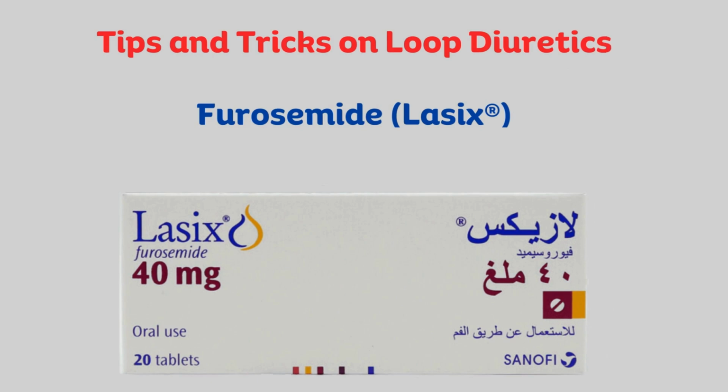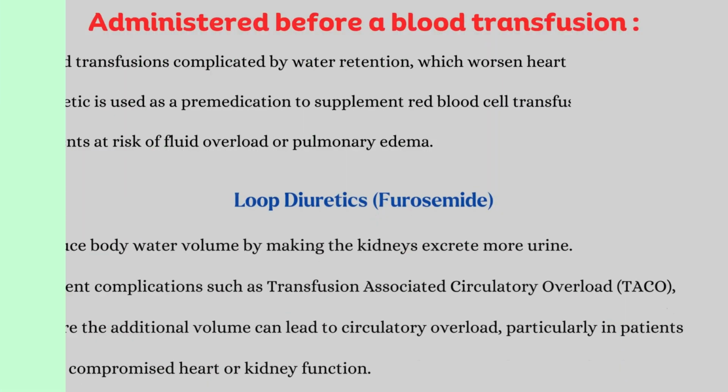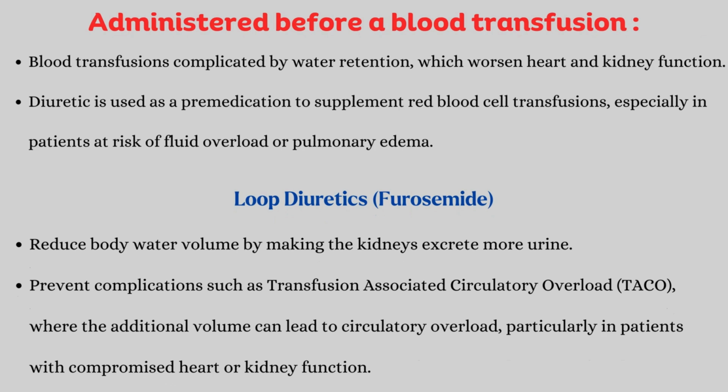New video, which is tips and tricks on loop diuretics, such as furosemide, whose brand name is Lasix, administered before a blood transfusion. Blood transfusions can be complicated by water retention, which worsens heart and kidney function. Diuretics are used as a pre-medication to supplement red blood cell transfusions, especially in patients at risk of fluid overload or pulmonary edema.